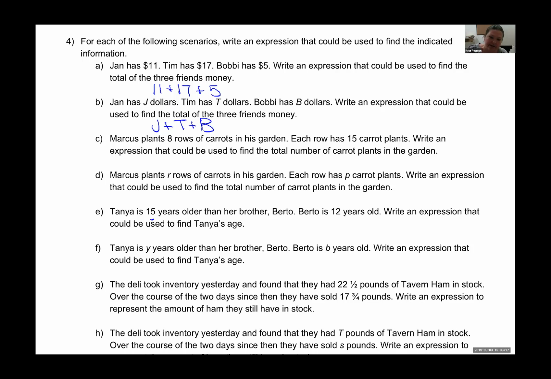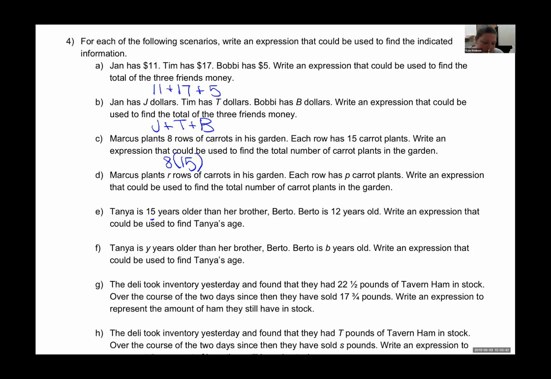Okay, let's look at Marcus. Marcus plants 8 rows of carrots in his garden. Each row has 15 carrot plants. Write an expression that could be used to find the total number of carrot plants in the garden. I want you to find a total again. 8 times 15. How come you would multiply this time and not add? Because there's 8 rows of carrots, but there's 15 in each one, so you want the same sized groups.